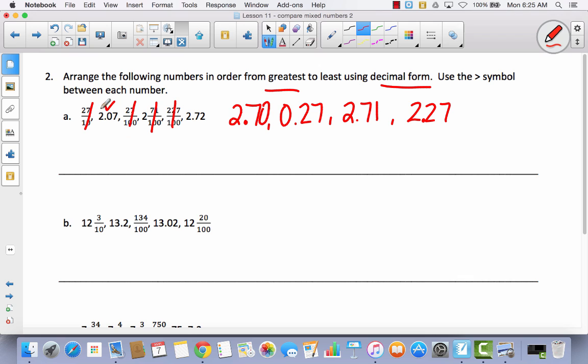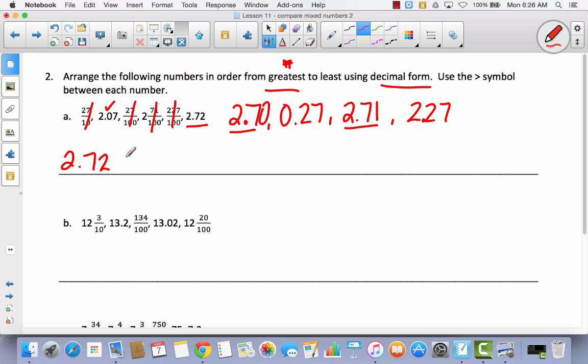So, look at my whole numbers. I've got 2, 2, 2, 0, 2, 2. So remember, I'm looking for the greatest. So I know it's not going to be the 0. So now I'm going to look at the tenths. I have 0, I have 7, 7, 7. So I'm going to look at my sevens to figure out which one of these is the largest. Well, when I look at the hundredths, I have a 2, a 0, and a 1. So 2 and 72 hundredths is going to be the greatest.